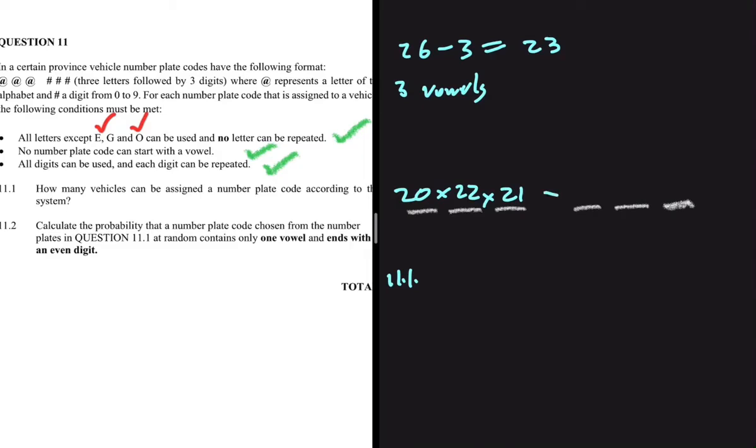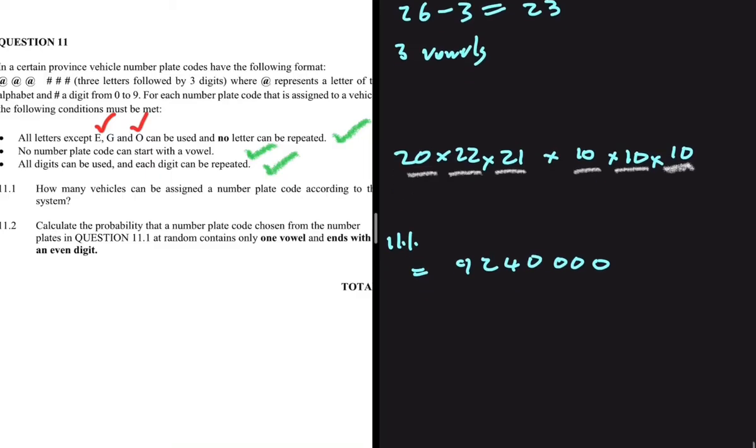And then in terms of the digits, from 0 to 9, we have 10 digits. And then repetition is allowed. So on the first position, we can have 1 of the 10. On the second position, we can have 1 of the 10. And also on the third position, we have 1 of the 10. Now it is just a matter of putting all of that in your calculator. And you should get 9,240,000 vehicles that can be assigned a number plate according to that system that we have.